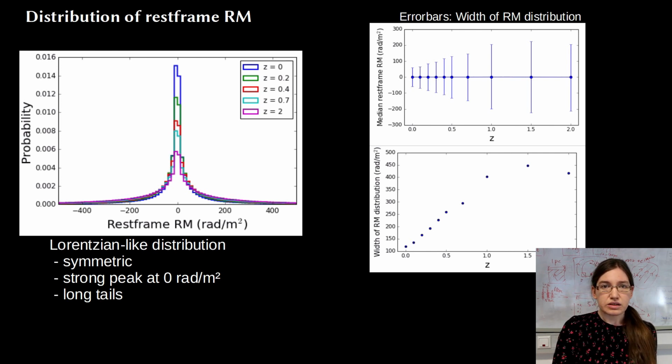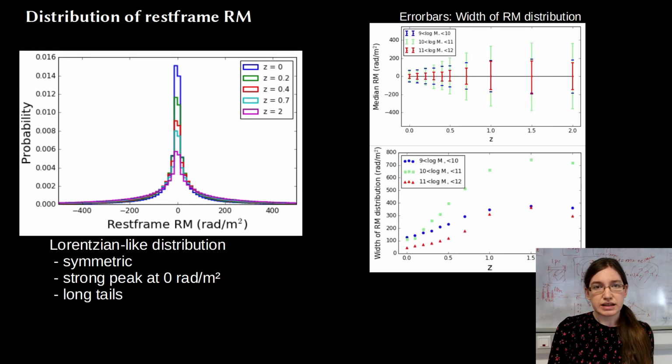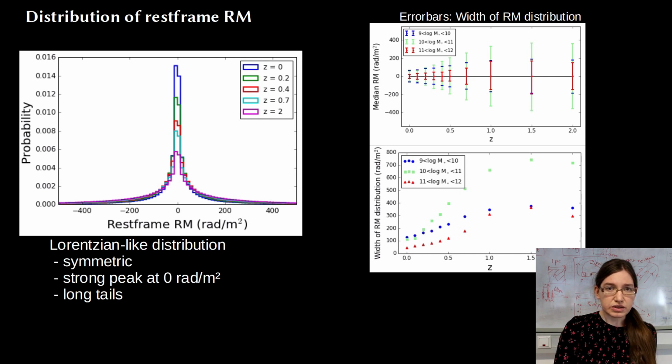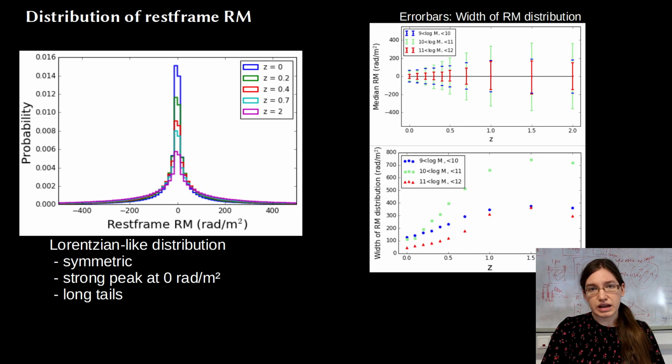If we separate the galaxies by their stellar mass, we can see again that the rotation measure increases with stellar mass, but for very high mass galaxies, the distribution width is lower than for others. The trends that we see are very similar to the trends in DM and can be partly attributed to the differences in electron densities too.